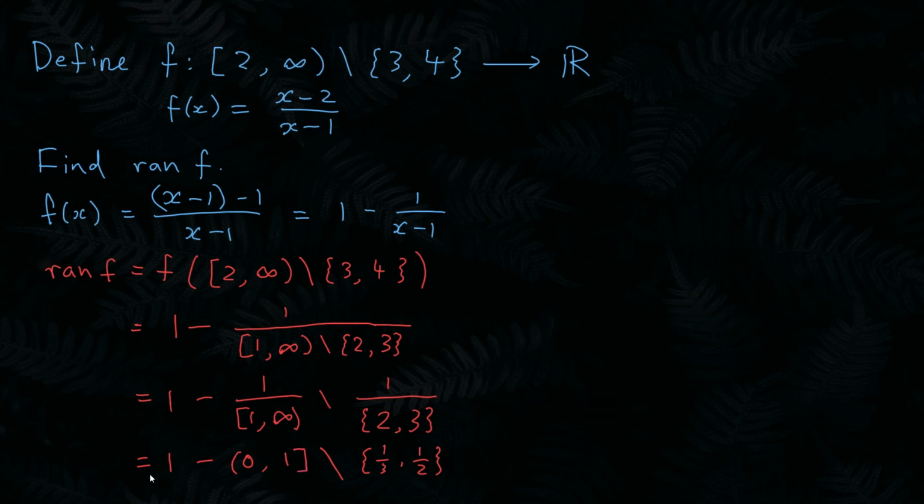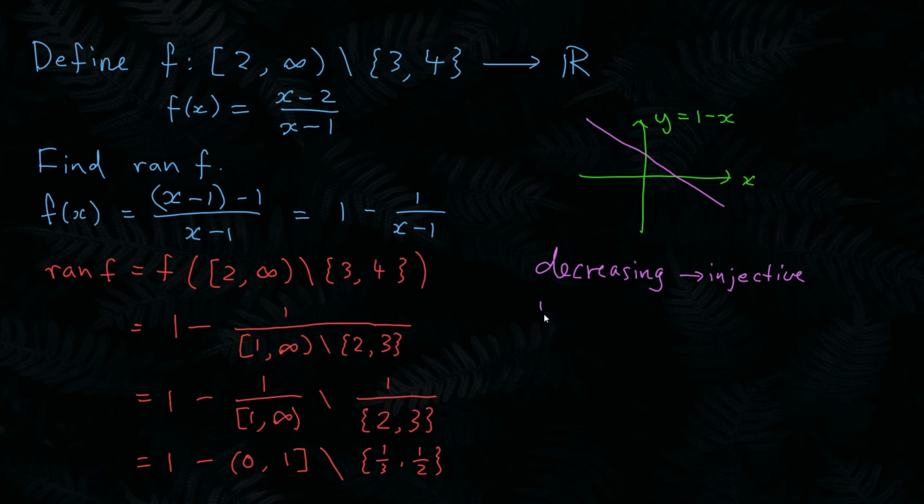And at this point, we're nearly done. We just have to work out 1 minus this set. And if we graph 1 minus x, or in other words, if we graph y equals 1 minus x, we find that it looks like that. So it's a decreasing function. So because it's decreasing, we get injectivity for free. Every decreasing function is automatically injective. Okay, so decreasing implies injective. Of course, increasing also implies injective. The converse is not true, as we just saw.